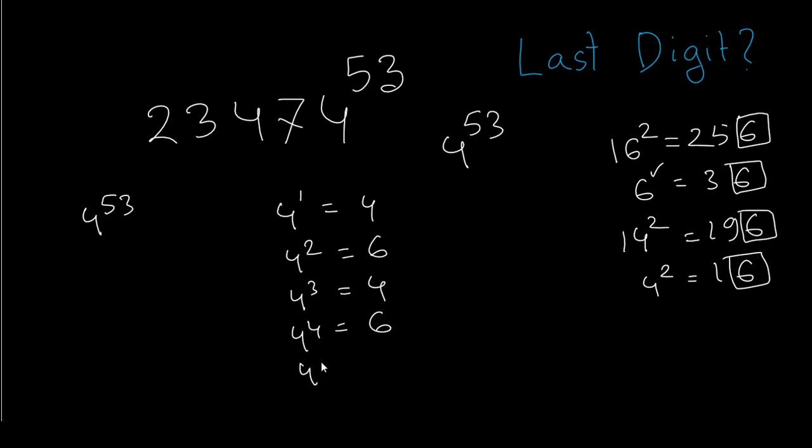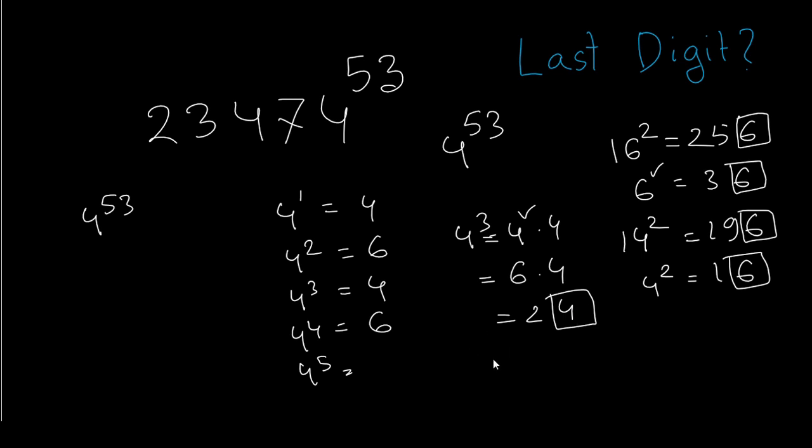But here we don't need to calculate 4 to the power 4, 4 to the power 5 or anything, because for 4 cubed, we can simplify it like 4 squared into 4. Here we just want the last digit of 4 cubed, and the last digit of 4 squared is 6. So if we multiply the last digit of 4 squared with another 4, we get 24. Then the last digit of 4 cubed is 4.